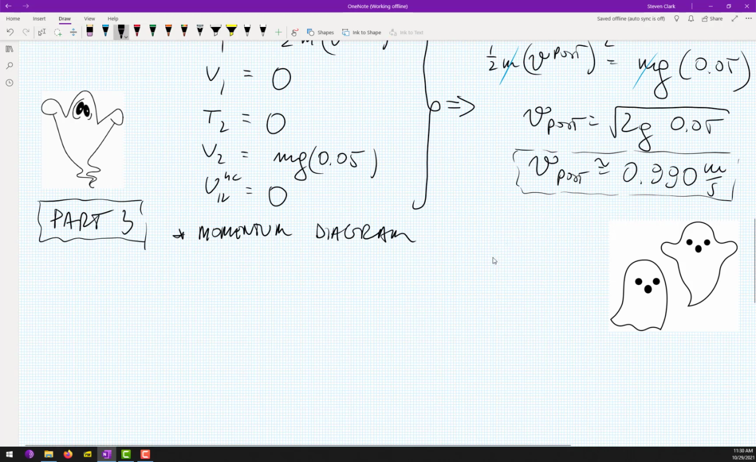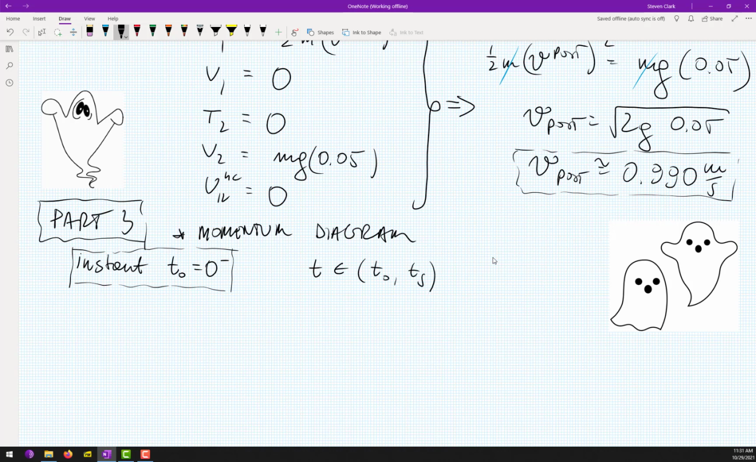Anyway, momentum. Let's see what happens at instant t0 equals 0 minus, okay? And then I also would like to see what happens when t is between t0 and t final. And also I would like to know what happens at instant t final, 0 plus.